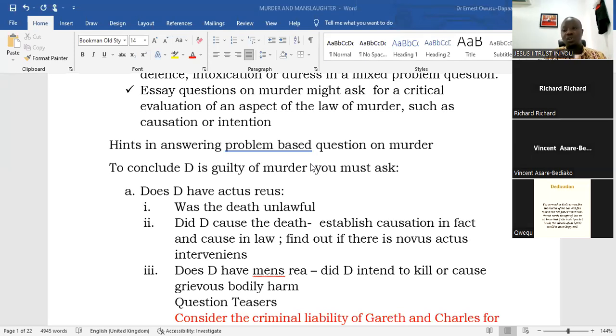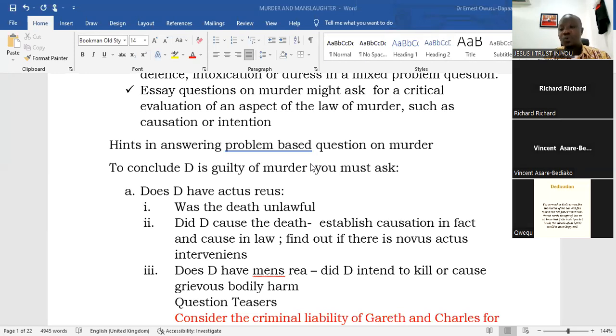have actus reus? In other words, has he indulged in an act or omission which constitutes the prohibited act of murder? And this entails questions like whether there has been unlawful death. Was the death unlawful? Of course, you have to see death in the story. If you don't see death in the story, there's no point in worrying your head as to whether the offense of murder may be preferred against the particular person. So certainly there will be death, but was the death unlawful?